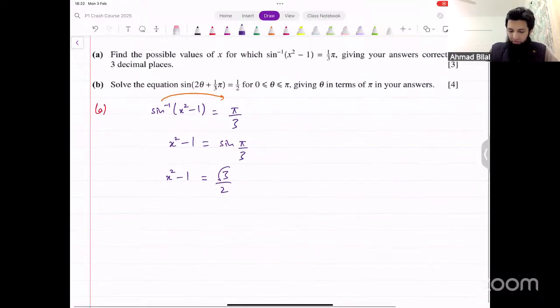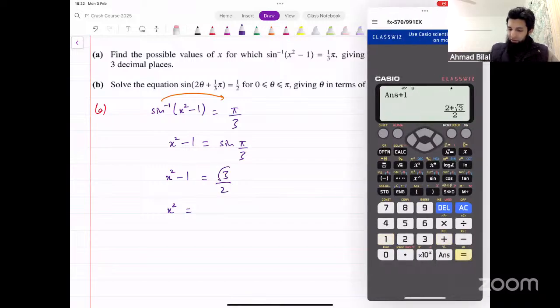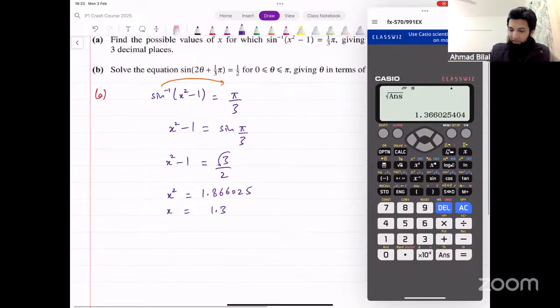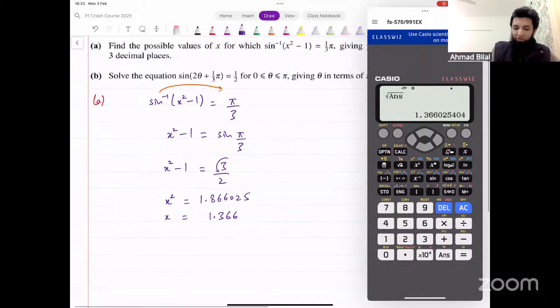Okay, so we're almost done. So let me just complete this. 1 plus square root of 3 over 2. Add 1 to it. They want an answer in decimal form, so you can just use decimals already. This is going to give you 1.866025. Use more accuracy because it's not your final answer yet. And then when you take the square root of this, that gives you 1.366 to 3 decimal places.